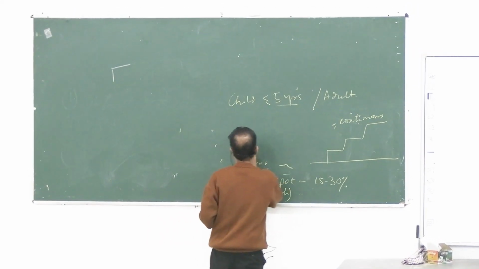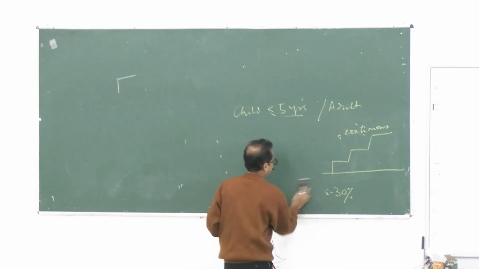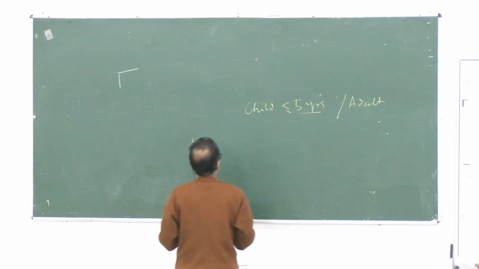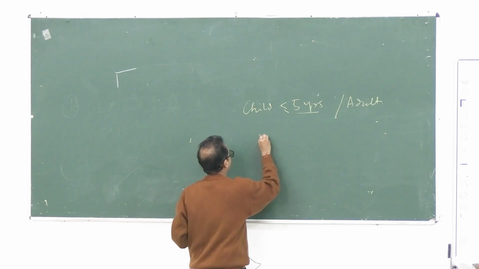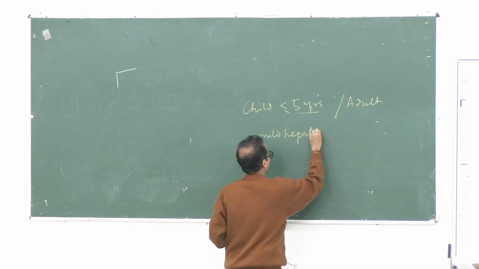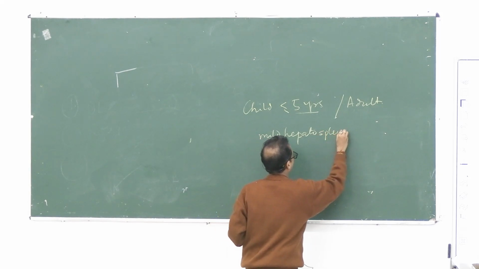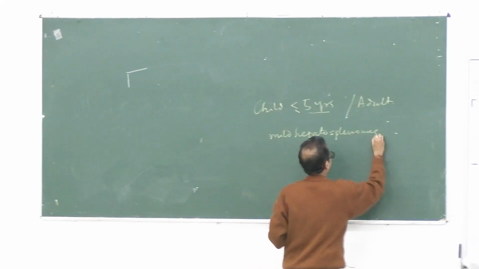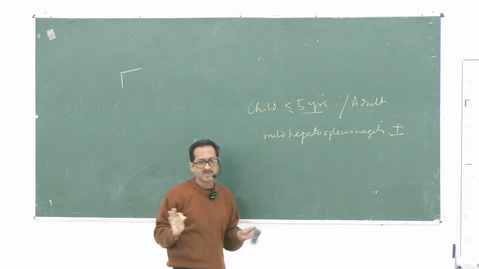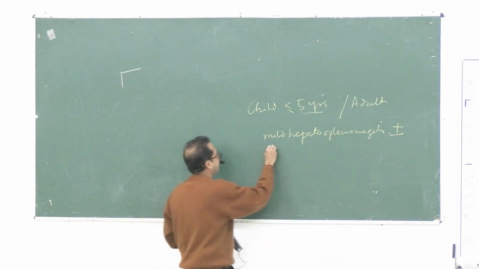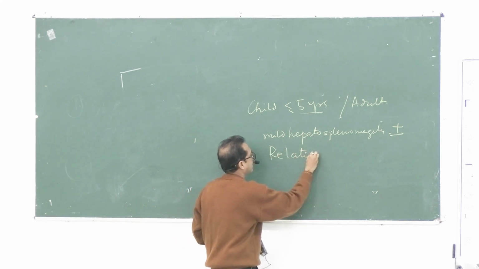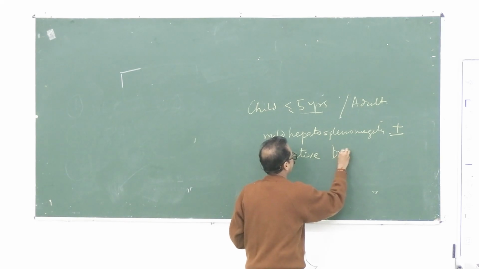On clinical examination, any particular point that is common in enteric fever? You can have mild hepatosplenomegaly, that is liver and spleen enlargement, plus minus. In the early stage, you will not get hepatosplenomegaly. Another term that is commonly mentioned in the question is relative bradycardia.